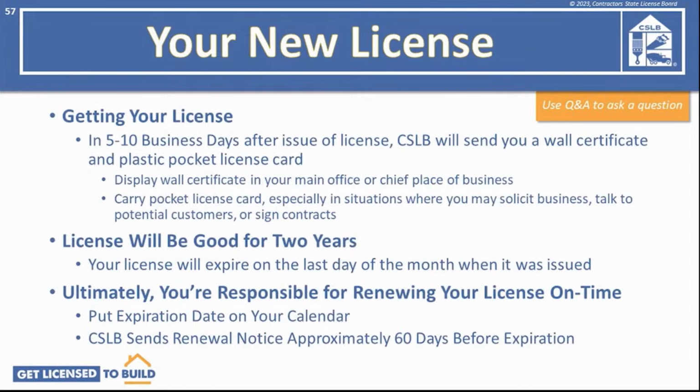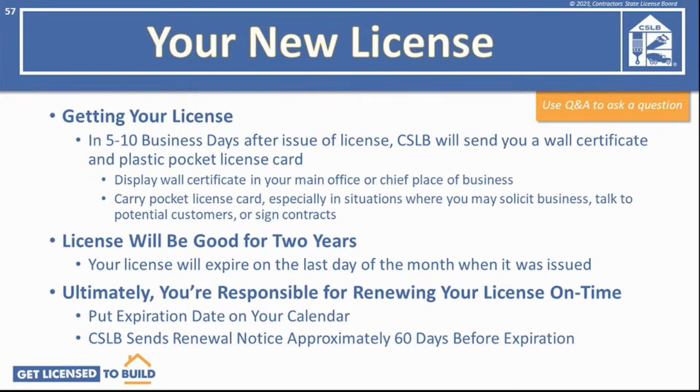In about 5 to 10 business days after your license has been issued, CSLB will send you a wall certificate and plastic pocket license card. Display the wall certificate in your main office or chief place of business. Carry your pocket card with you, especially in situations where you're going to solicit business, talk to potential customers, or sign contracts. We encourage consumers to ask to see your pocket license. If you're going to have salespeople working for you, be sure to get them registered as a home improvement salesperson with CSLB. Check our website for more information on how to do that.